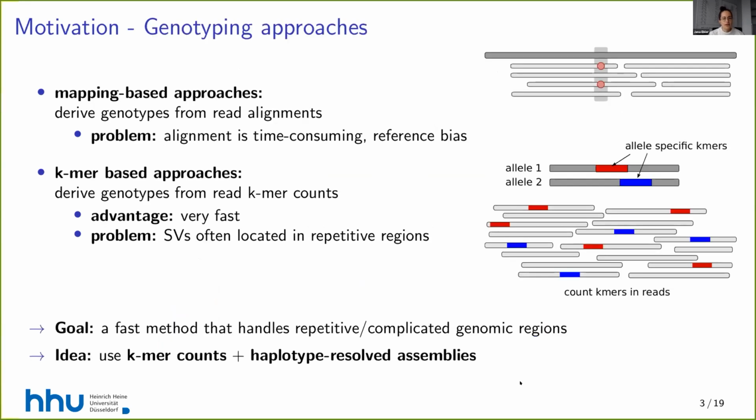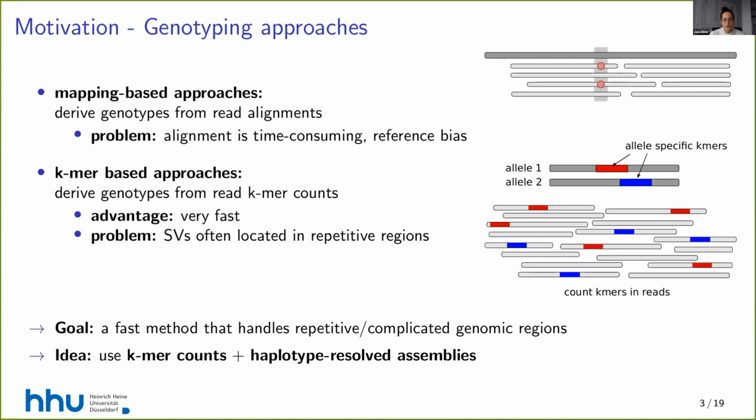For genotyping, there are already lots of approaches existing, and there are basically two types of approaches. The first one is mapping-based approaches, where the idea is to derive genotypes from read alignments. So the sequencing reads are first aligned to a reference genome, and then based on these alignments in a certain region of a variant, we can decide what the genotype of the sample is. The problem is that computing read alignments, of course, is quite expensive and time consuming, and that there might be a reference bias as well.